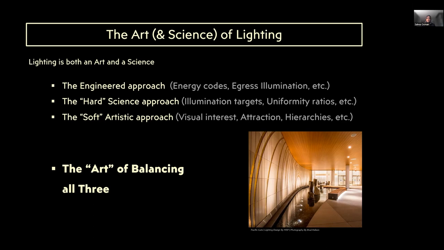So the true art of lighting design is a successful balancing of all these three: the engineering approach, the hard science approach, and the soft approach. Sometimes the only thing you see in a space is the soft artistic approach, but bear in mind that in a successful lighting design process, all the other aspects have to be transparent. You can't even feel them, but you're not feeling discomfort or experiencing disability glare. So that's the art of lighting.